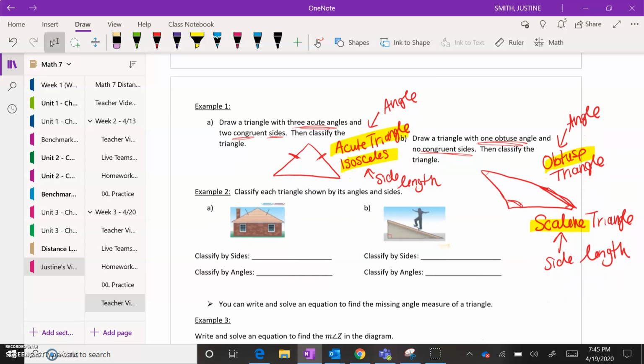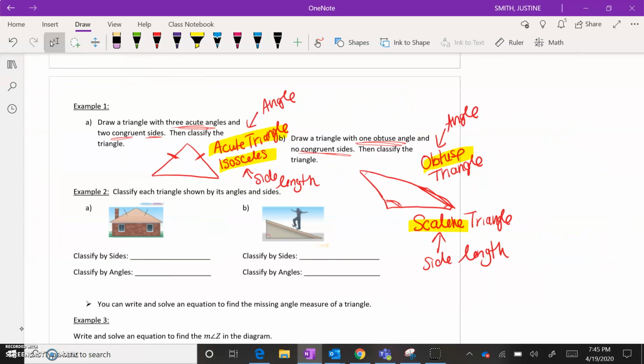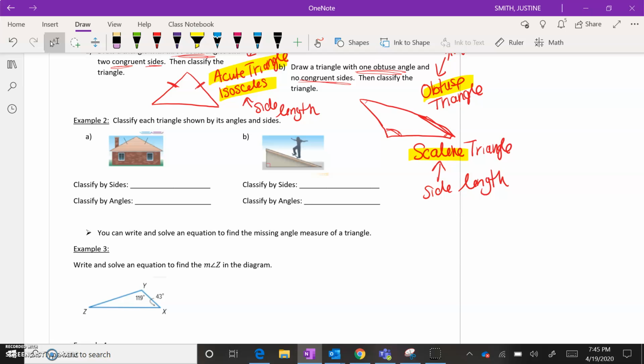All right, so in those ones, we had to draw the triangles. Here they're giving you a picture and they're asking you to classify the triangle again by its angles and its side lengths. So in this first one, if you look at the tick marks on the sides, that means that if it has these two tick marks, these two sides are congruent to each other. So we know if two sides are congruent or equal, it gives us an isosceles triangle.